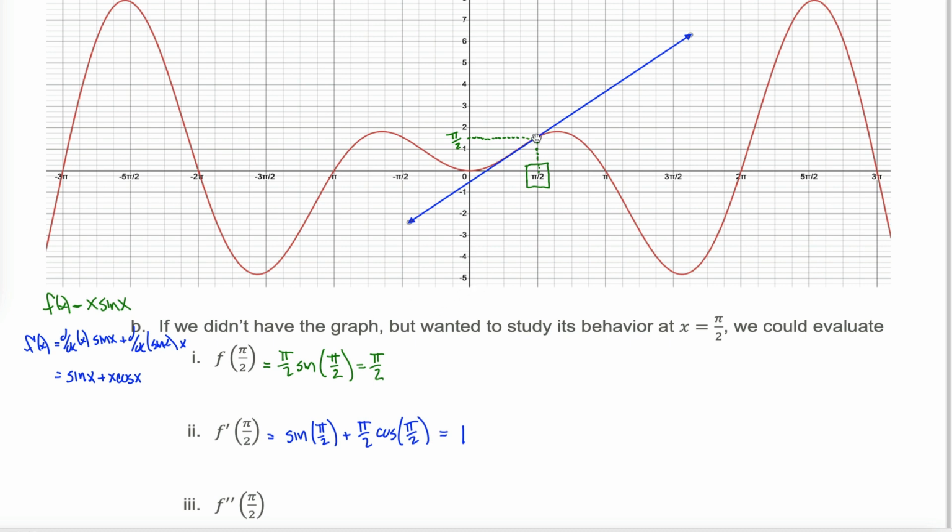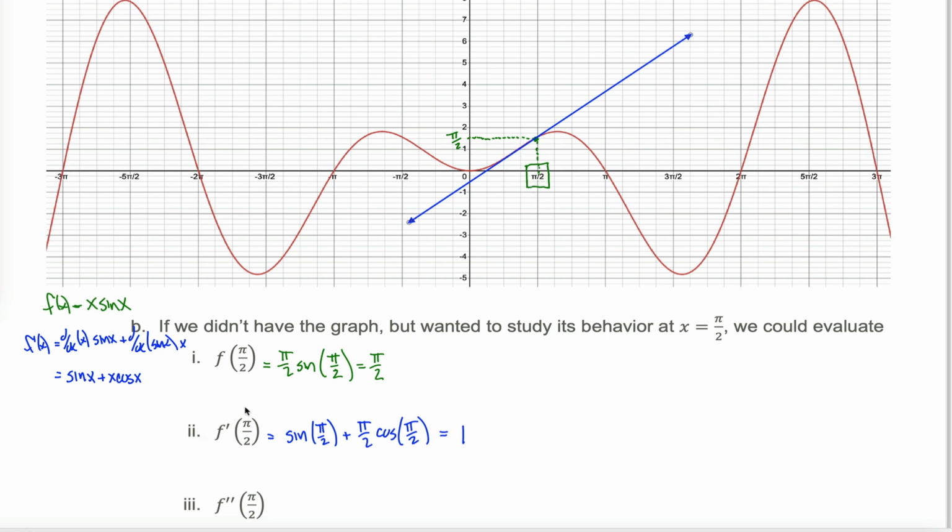Really, the reason that we figured out this tangent line right here is it gives us information about what happens to the graph when I'm a little bit more than pi over 2 or a little bit less than pi over 2. If my x value is a little bit more than pi over 2, because the slope of this tangent line is positive, the height of the graph will be a little bit more than the height of the graph was at pi over 2. And similarly, if my x value is a little bit less than pi over 2, the height of the graph is going to be a little bit less than the height of the graph was when x equals pi over 2.